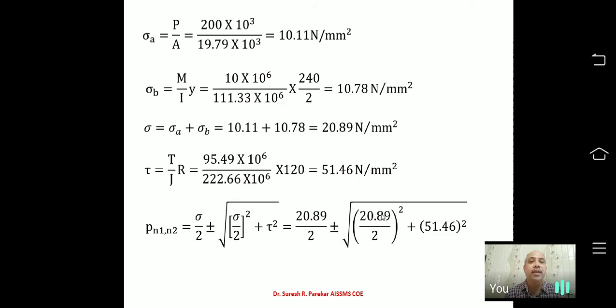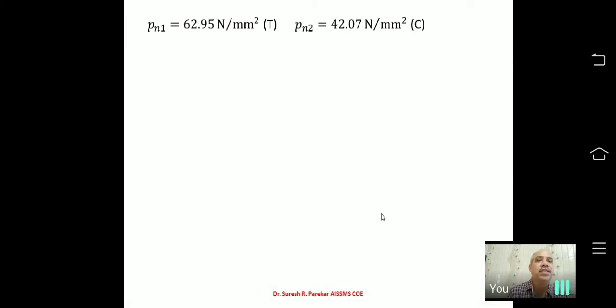I will put these values in Pn1 and Pn2. If we substitute these values, that gives the major principal stress and minor principal stress. So you can see the values. Pn1 I will get as 62.94 Newton per mm square, and Pn2 as 42.07, because we are going to get the Pn2 value as minus, and therefore that is compression.